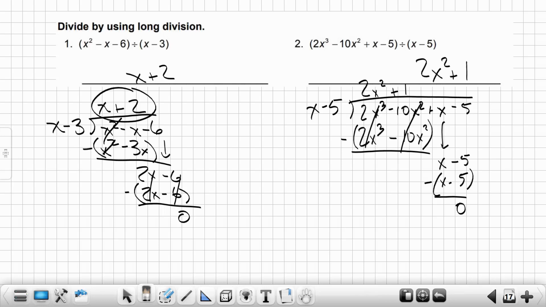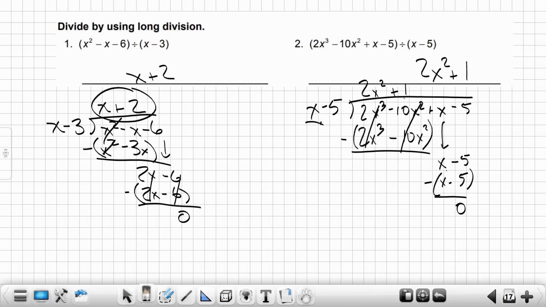Where's the 1 from? This one? Yeah. So x divided by x is 1. So you're always looking at the first one. So I did 2x cubed divided by x is 2x squared. x divided by x is 1. Yes? What do you mean?